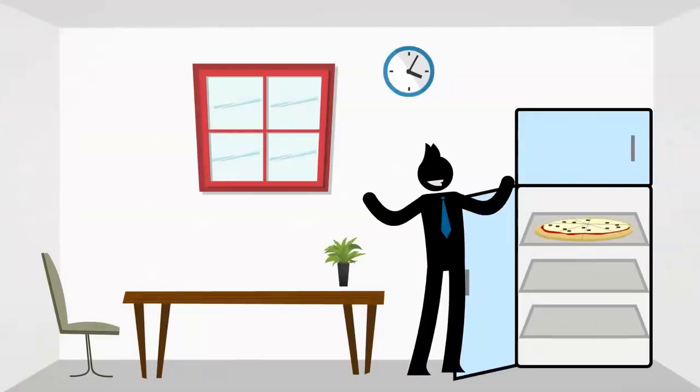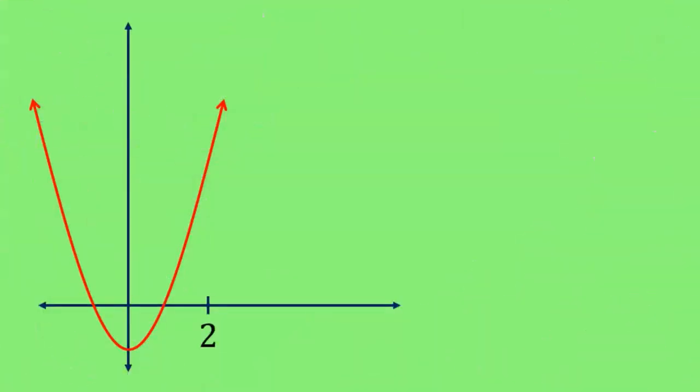When we take the limit of a function, we are describing where they are going. Let's see an example of this with the function 3x squared minus 1.